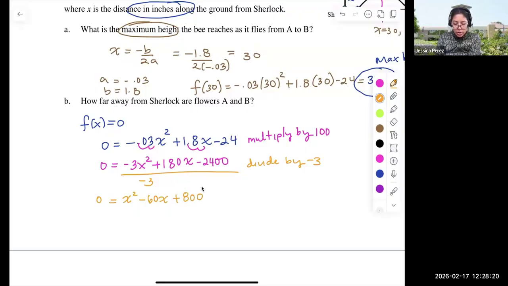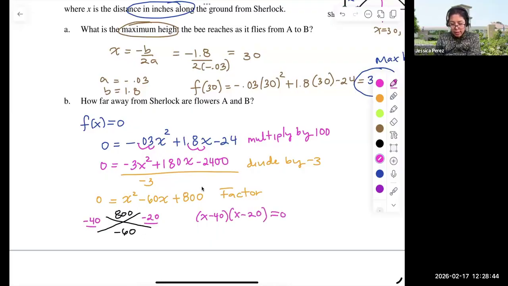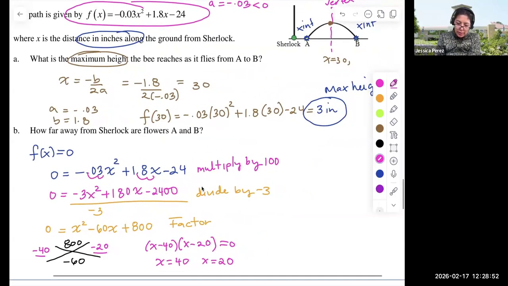Now I'm going to try to factor. So how do I factor this trinomial? a times c is 800, and then I have negative 60. Two numbers that multiply to give me 800 but add to negative 60: that's negative 40, negative 20. So we have x minus 40, x minus 20. Set this equal to 0. I find x equals 40, x equals 20. So which one's furthest? This one is 40 comma 0. This one is 20 comma 0.